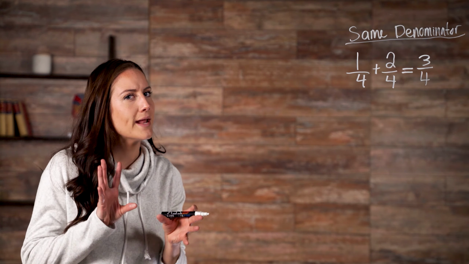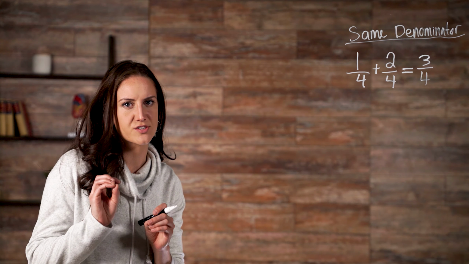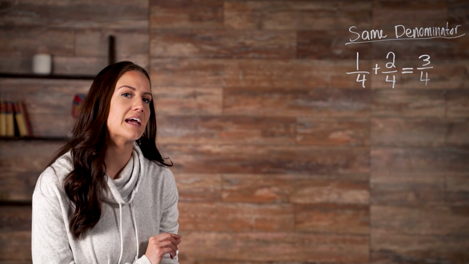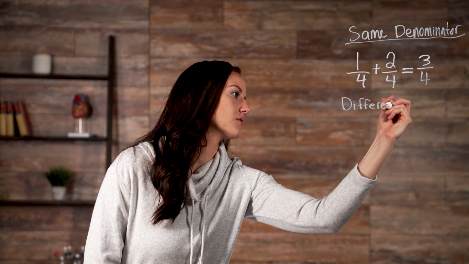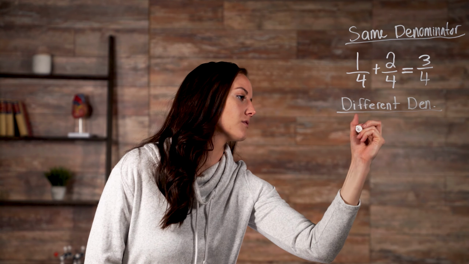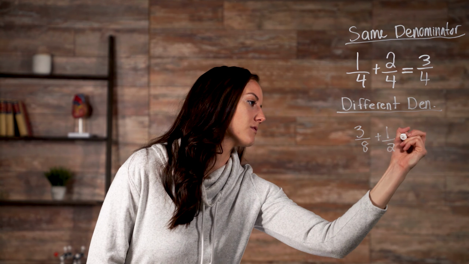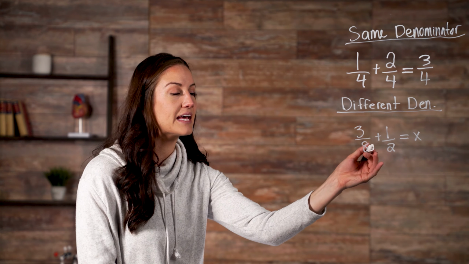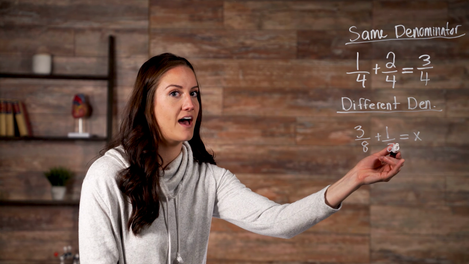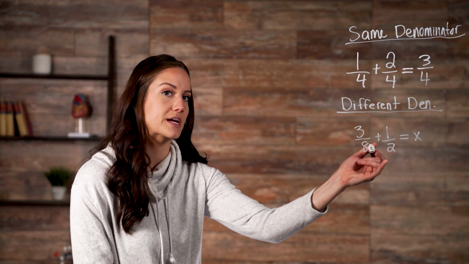Simple. But what happens if the denominators are different? Well, in that case, you have to convert the denominators to be the same. So let's take a look at an example. You can't really simplify 3/8 into anything that would easily add with 1/2, but we can do something with 1/2 that we could easily add with 3/8.